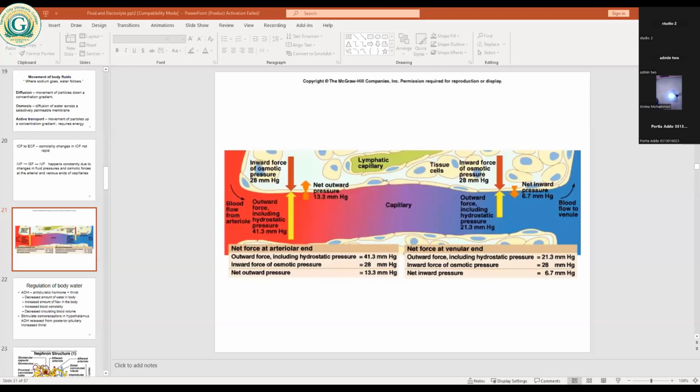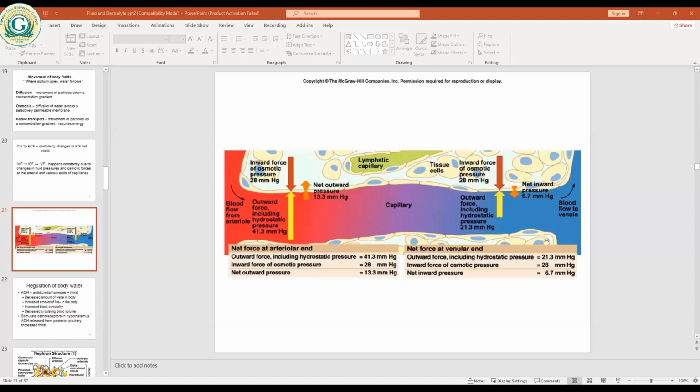So if you come to the venous end here, the inward osmotic pressure is already 28 as it is in the cells. And you are having a very low venous pressure, which is 21.3. Unlike the arterial pressure, where it was 41.3, the venous end has a lower hydrostatic pressure of 21.3 millimeters of mercury, and this is subtracted from 28. So you see that the venous end has a very low pressure.